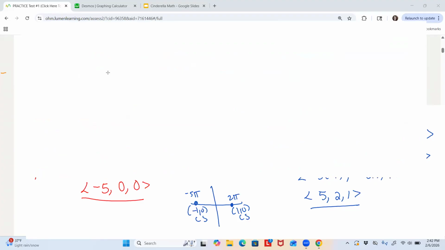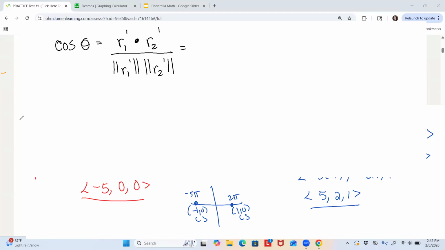Here is the angle formula for the angle in between two curves. The cosine of that angle theta is R1 prime dot R2 prime over the magnitude of R1 prime and the magnitude of R2 prime.